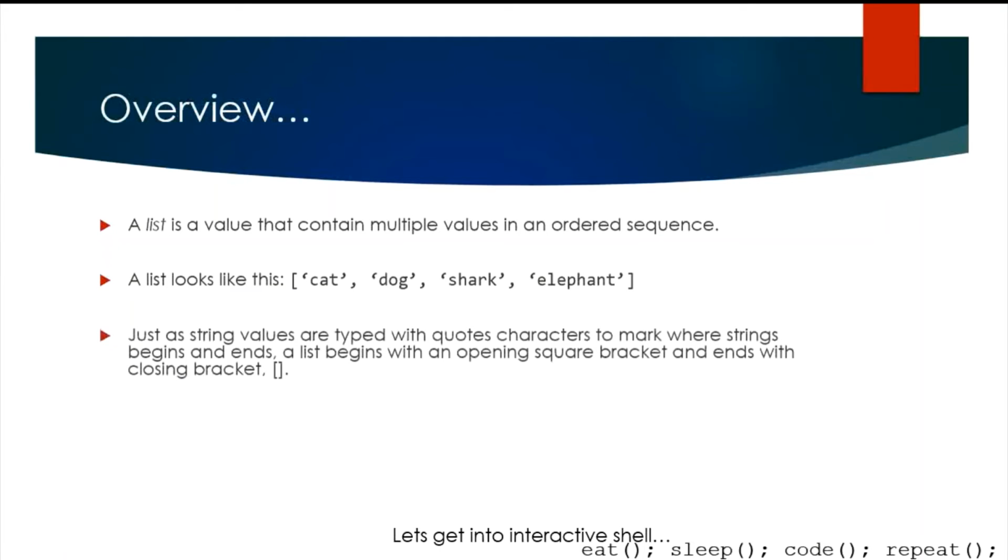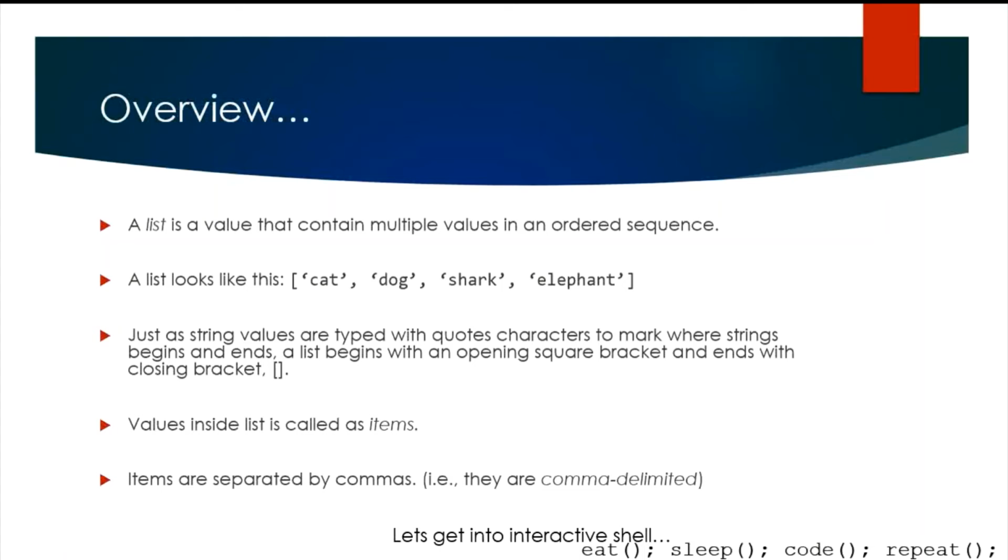Lists look like this, as you can see on the screen, with square brackets and values separated by commas. Just as string values are typed with quote characters to mark where the string begins and ends, a list begins with an opening square bracket and ends with a closing square bracket. The values inside a list are called items. Items are separated by commas, so they are called comma delimited. This is a very important term, because it shows that items are separated by commas, which is very important as per syntax.